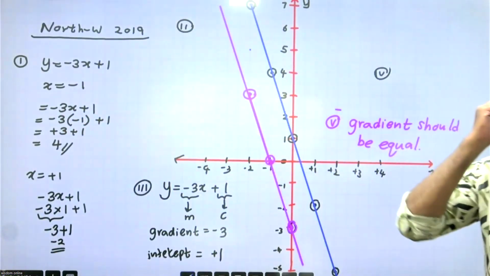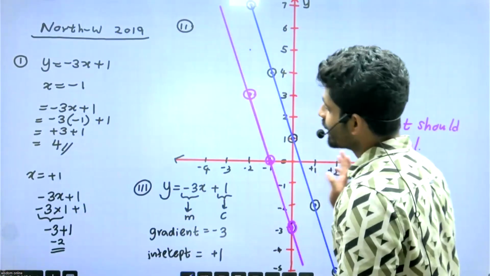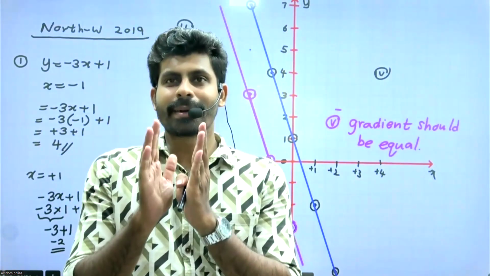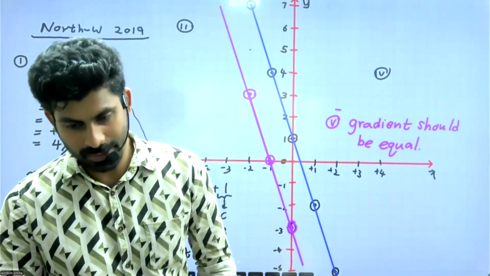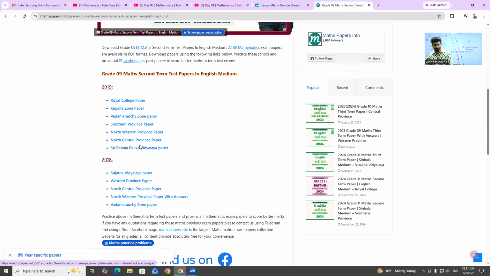Yes, let's quickly move to the next one. Northwestern Province 2019. Right. Then shall we move to the next one? Two lines should be parallel means gradient should be equal. Right. Then try to complete the next one, hurry up, quickly move to the next one.